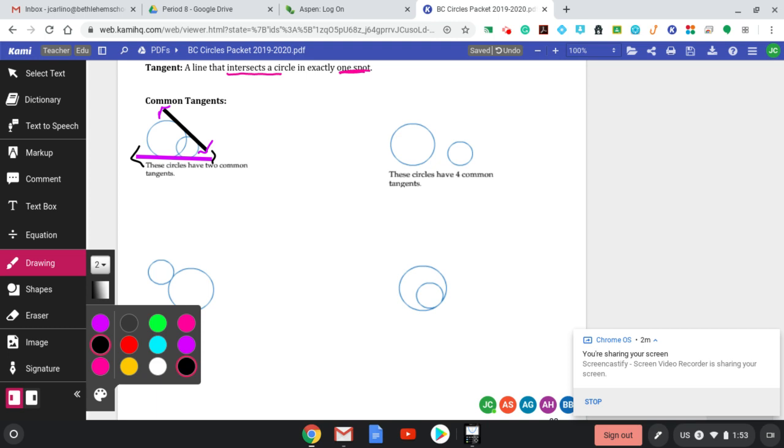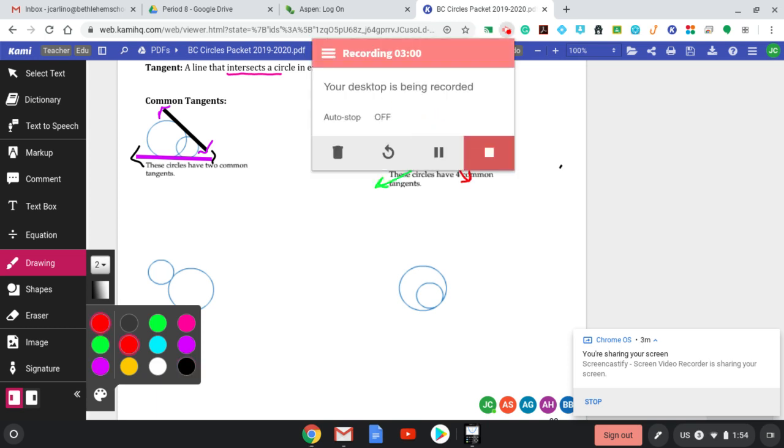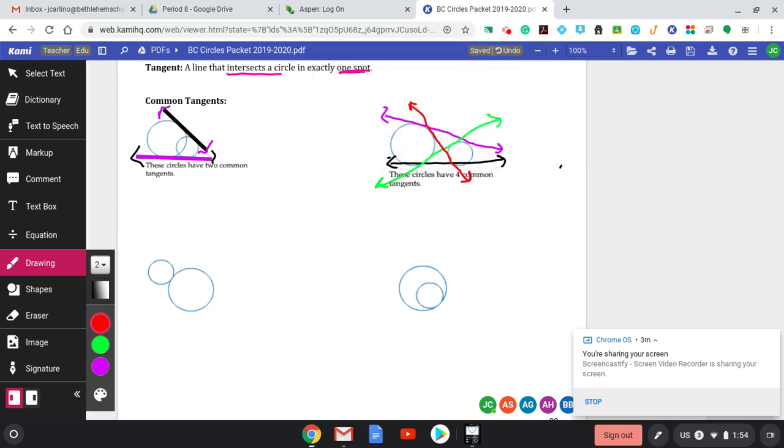All right, next one. I'm claiming they have 4 common tangents. You draw them in. I'll pause the video. Okay, take a look. Did you get all 4? Would have loved to have my straight edge there, but that's where all 4 are. All 4 lines touch each circle in exactly 1 spot.